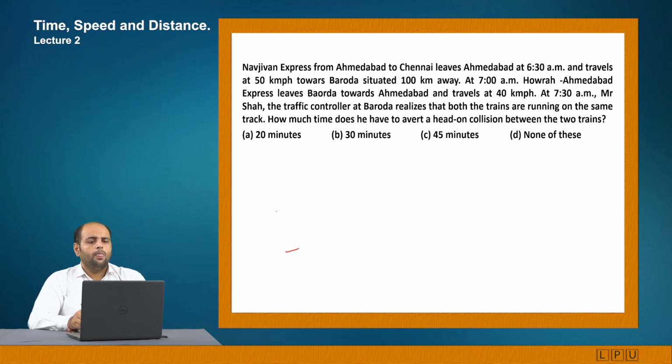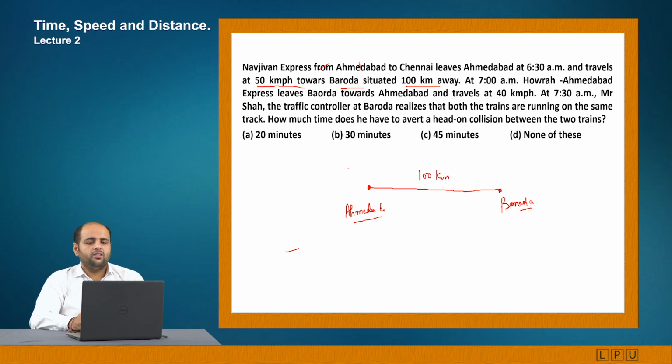He is saying that Navjeevan Express from Ahmedabad to Chennai leaves Ahmedabad at 6:30 am, and travels at 50 km per hour towards Baroda, situated 100 km away. So first of all make a diagram. Don't mention the name of the train, it will make it complex. Just write down the station. So Navjeevan Express is leaving from Ahmedabad. Okay, so this is Ahmedabad and this is Baroda. The distance is 100 kilometers. Just put down the 100 kilometers.